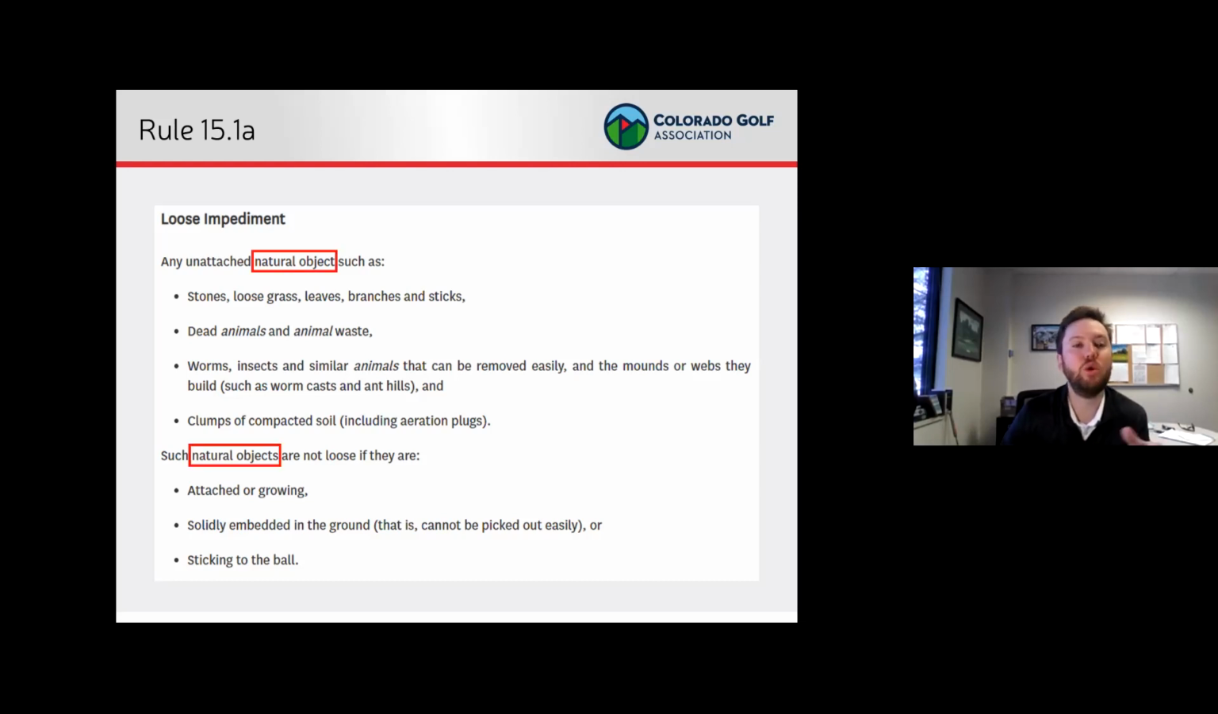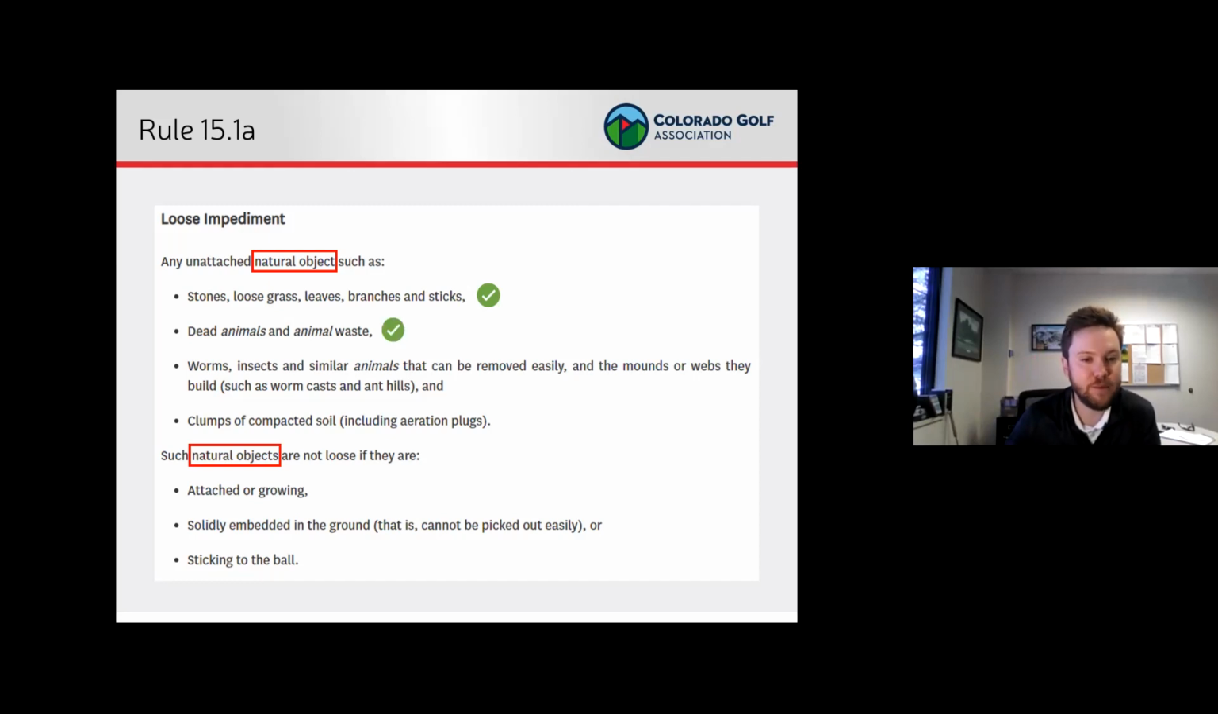Again, the rule is highlighting natural. Loose impediments are natural objects. That is the most key thing when looking at what makes a loose impediment a loose impediment. So again, looking at what we've got listed, stones, loose leaves, those are all natural. Nothing here, and this is a good way to look at it, nothing here is man-made. So all of these things occur naturally in nature. We don't have to do any of these things for them to come about. They happen on their own. They're on the golf course naturally.